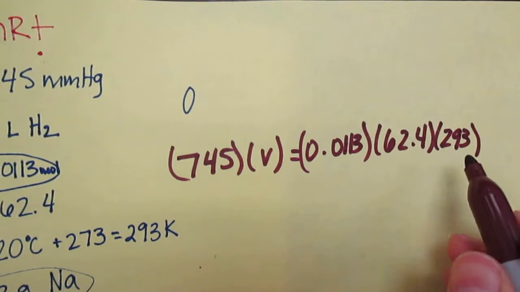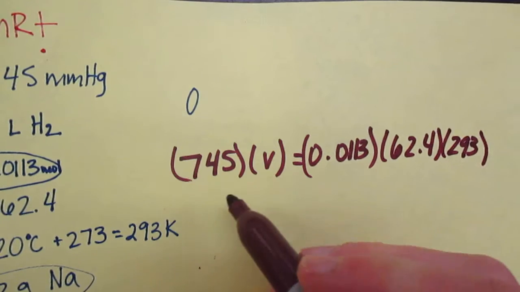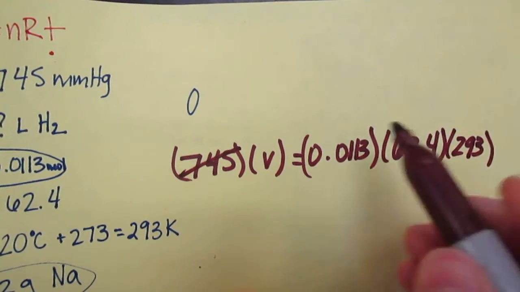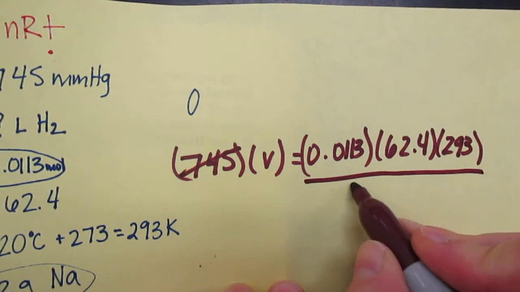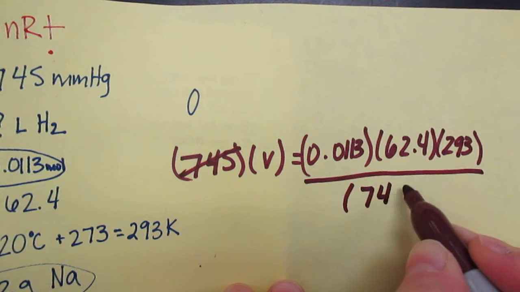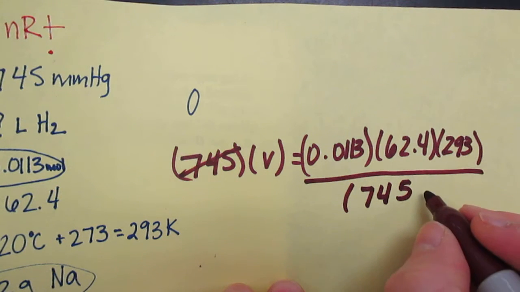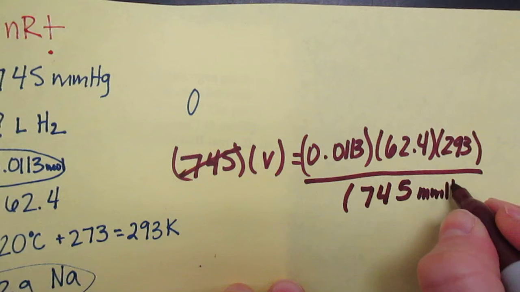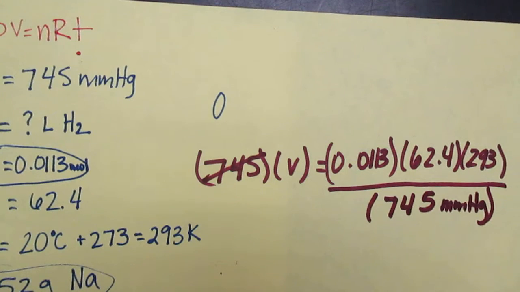If you remember algebraically how to get V by itself, you will just divide by the 745. I'm going to cross it off and put it down here, 745, and that's my millimeters of mercury. Having units is important here. I'm just trying to go through it quickly so that you can understand. I'm plugging into my calculator right now.